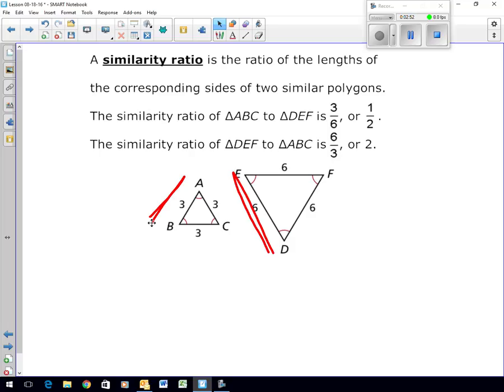So, this was AB, DE. BC has to be proportional to EF, which it is, same proportion. And finally, AC has to be proportional to DF.